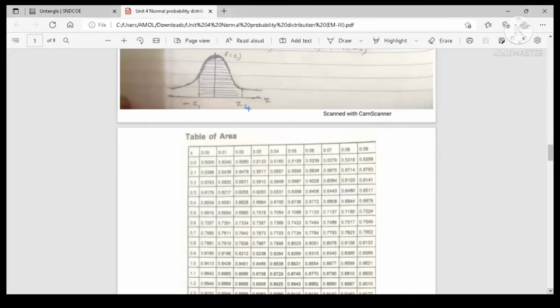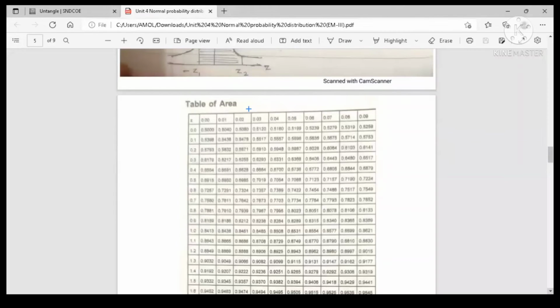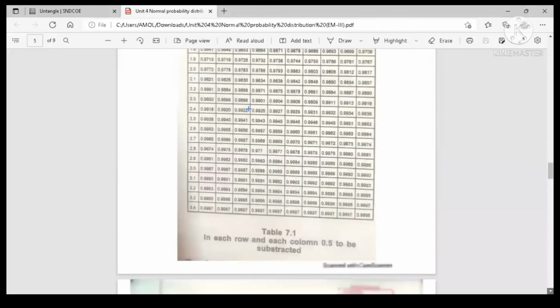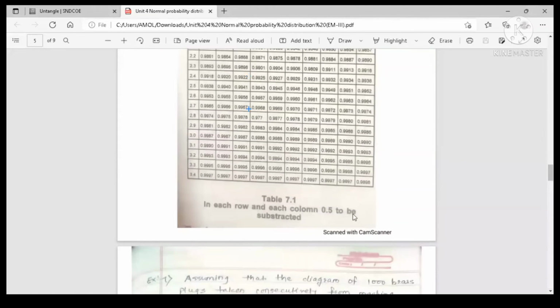Now how to calculate the area? This is the table, like the logarithmic table, this is the table to find the area of the normal curve. These are the values of Z, and from the values of Z you can find the area for the value of Z. Now here is one instruction. In each row and each column, 0.5 is to be subtracted. When you find the area, every time you subtract 0.5 from that area. That will be your correct answer.